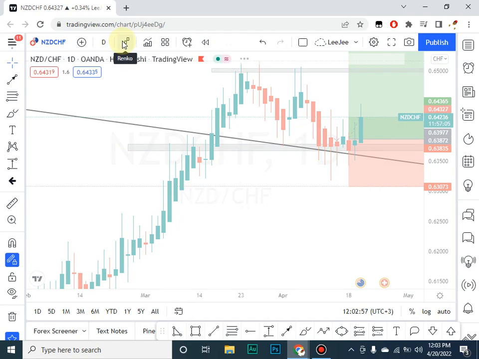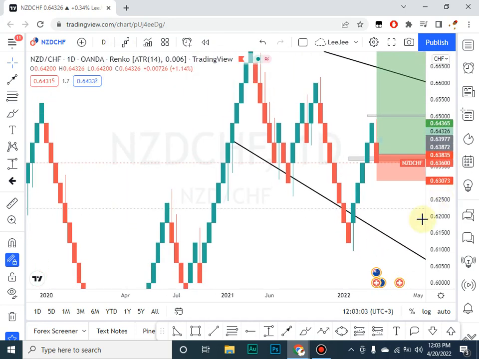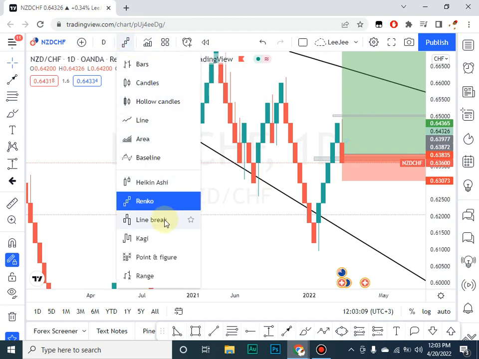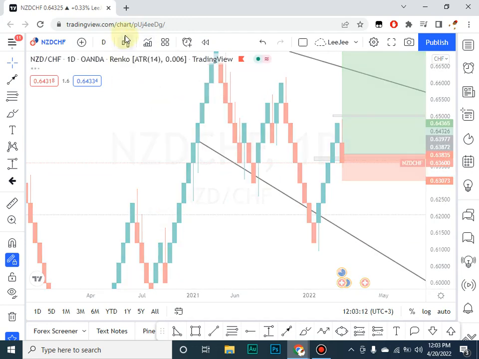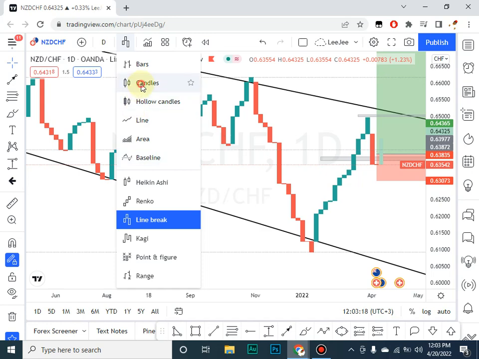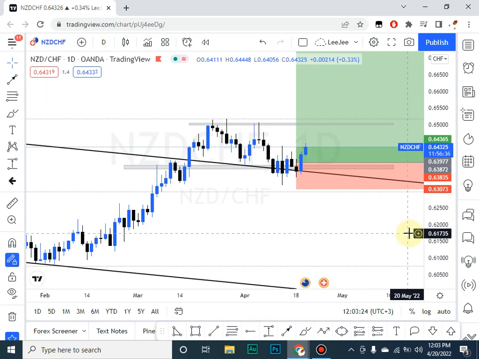Let me show you how the Renko looks like. Okay, then we have the line break, but we're not going to use these types of candlestick. We're only going to use the Japanese candlestick. That's what has been used for the previous centuries in the forex market. Okay, good. So let me now enter into the Japanese candlestick.